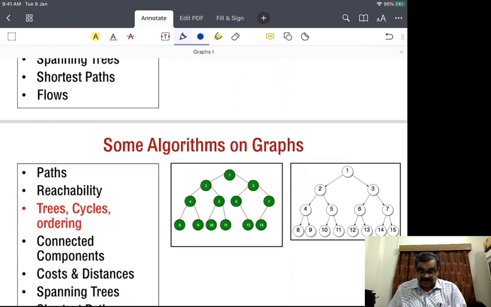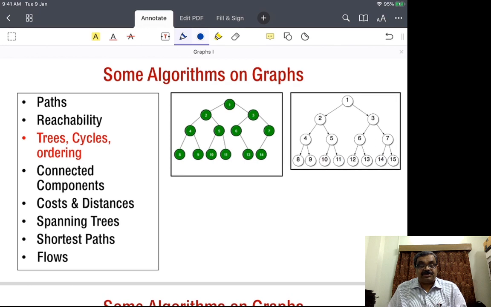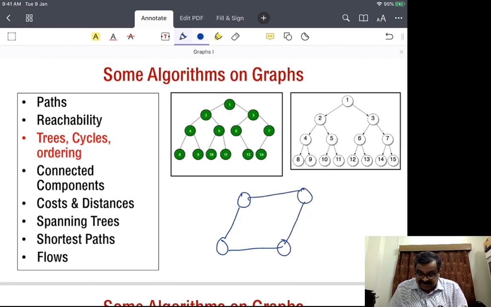We have also seen that trees are a special case of graphs. Trees are graphs, whether directed or undirected, which have no cycles. A cycle is a path which goes through distinct edges and comes back to the original node. For example, in a graph like this, this is a cycle, this is a cycle.